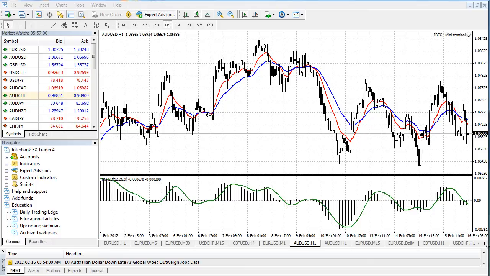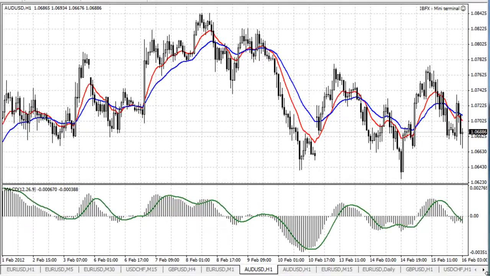Now, the best thing to do is probably to have a look at a few examples of this. On the screen in front of us right now, you can see a chart with the MACD indicator down the bottom, and we've also put the 12 and 26-period exponential moving averages on here. This is the standard default version of the MACD indicator that comes with MT4. In a moment, we'll have a look at another version that's available to you through IBFX.